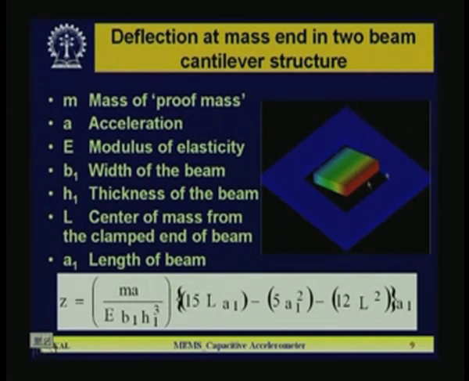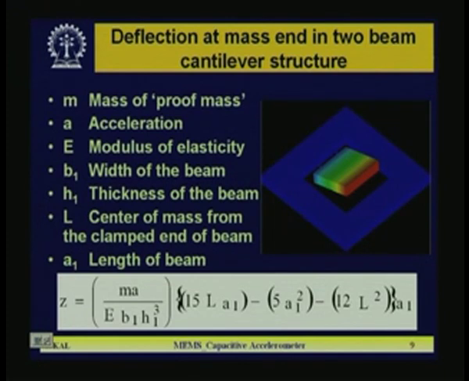So if you move it along this direction, then it will not show any upward movement or downward shape change. Because of that you can reduce the cross axis sensitivity problem. Okay. So now here again the displacement of the seismic mass is shown in the relation which is given below. Ma divided by E, the modulus of elasticity, B1 H1 cubed, 15 L A1 minus 5 A1 squared minus 12 L squared, whole multiplied by A1.